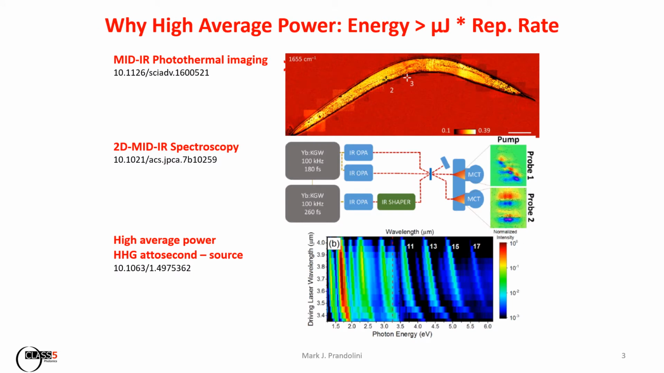The next question I want to address is why might you need high power? By high power I mean sufficient pulse energy times repetition rate, and I've provided here 3 examples. The most obvious example is imaging, where each point requires sufficient pulse energy to create enough signal to noise, and then you've got to scan across the whole image, which requires a high repetition rate. Other examples include 2D mid-IR spectroscopy and high average power HHG attosecond sources.